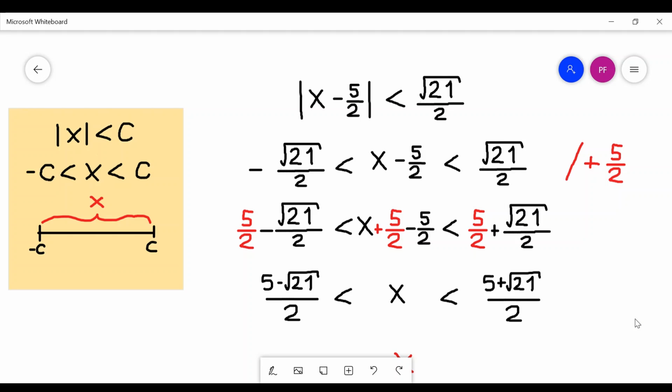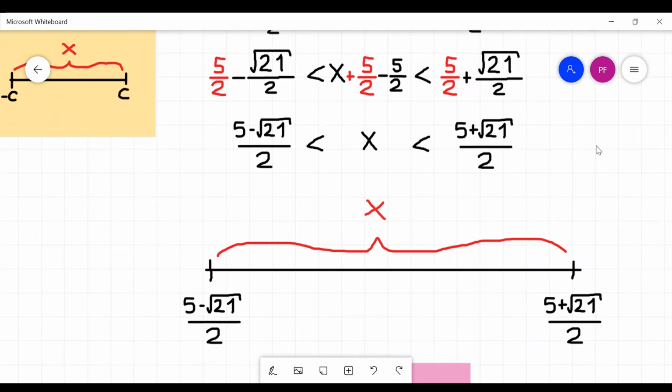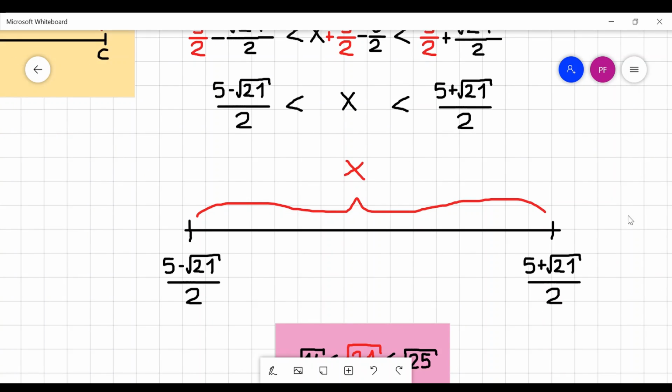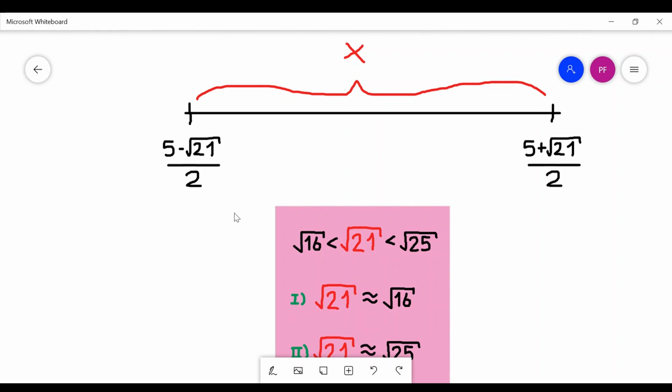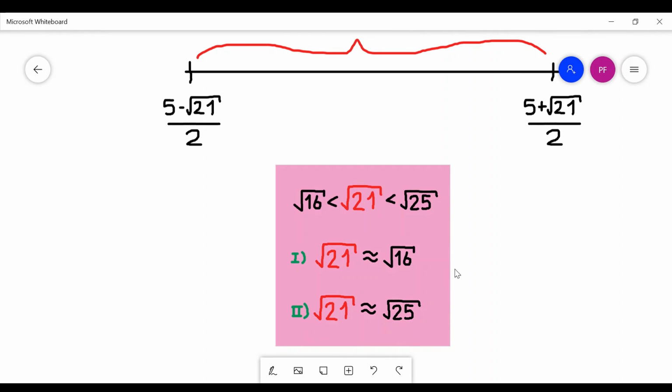The integer numbers that we have to find are here in x. But to find them, we have to know how much these numbers are worth. So we know that the square root of 16 is less than the square root of 21, and the square root of 25 is greater than the square root of 21. Then, in our first case, we are going to suppose that the square root of 21 is approximately the square root of 16, and in the second case, the square root of 21 is approximately the square root of 25.